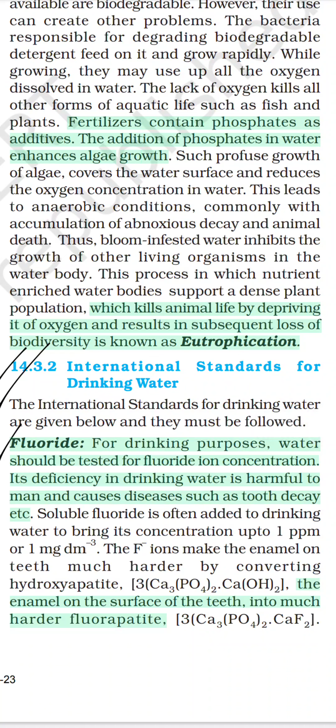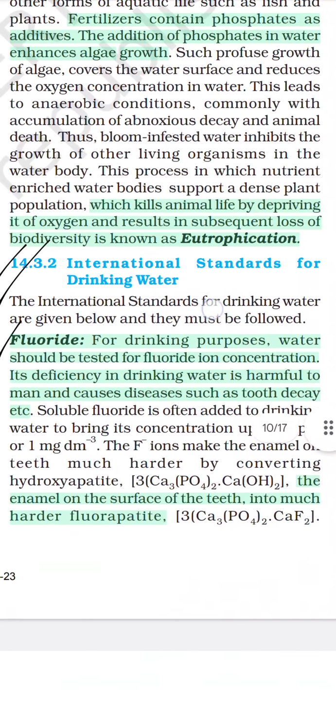The fluoride ions make the enamel on teeth much harder by converting hydroxyapatite, 3Ca3(PO4)2·Ca(OH)2, the enamel on the surface of the teeth, into much harder fluorapatite, 3Ca3(PO4)2·CaF2.